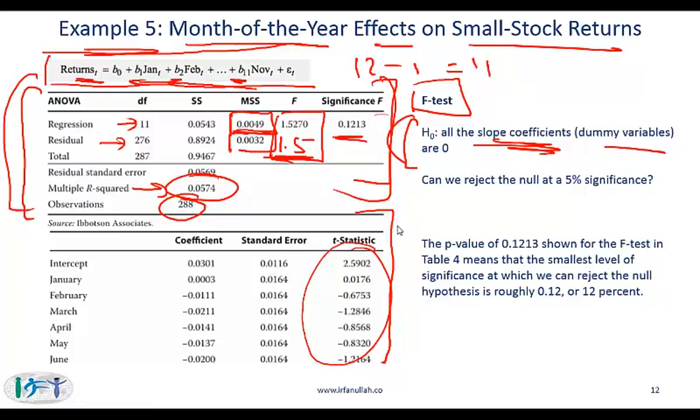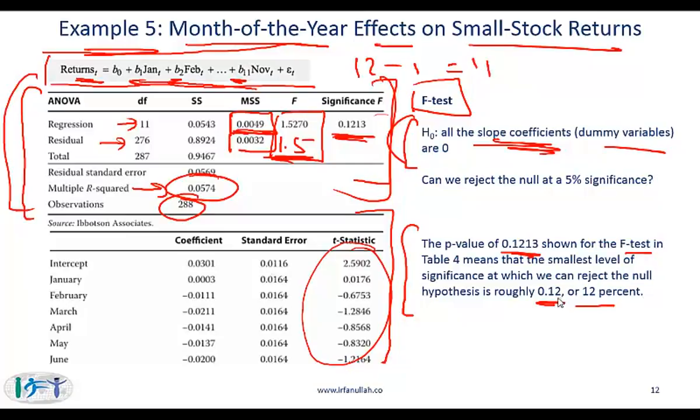Now, many people get confused with this p-value business. So I'm just going to show you that element also. The significance level is 0.1213, and I like what the curriculum says. That tells us that the p-value shown for the f-test, so that's given here in table 4, means that the smallest level of significance at which we can reject the null hypothesis is roughly 0.12 or 12%. So if we have a 12% significance, then we can reject the null hypothesis.